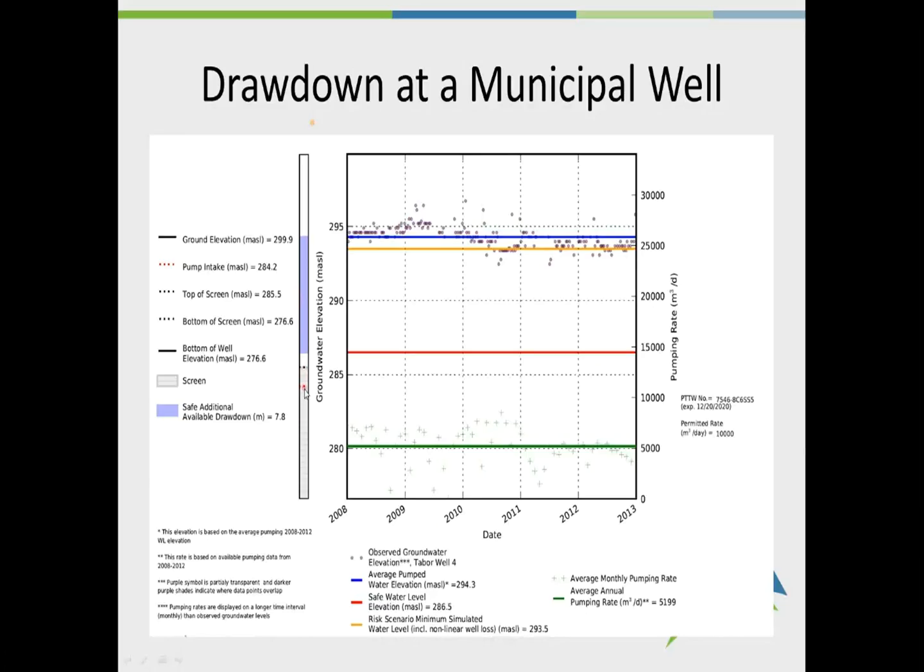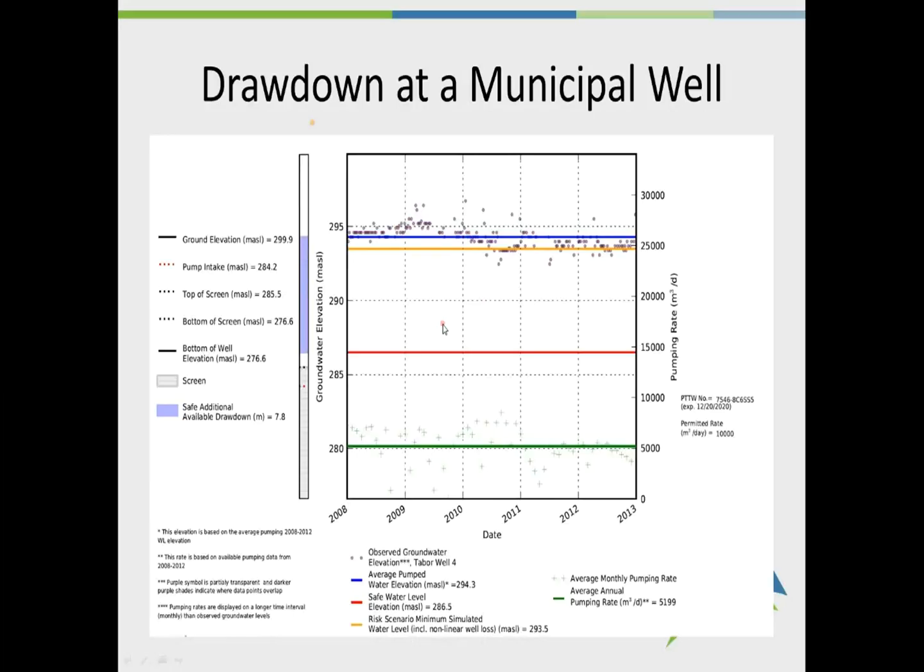The current water level, which is up here, higher in the well. And then this blue bar represents what we've defined as the safe additional drawdown. So the water level in this well can draw down anywhere within here, and we still consider it to be safe with no water quantity issues. On the chart on the right, we see the same values.